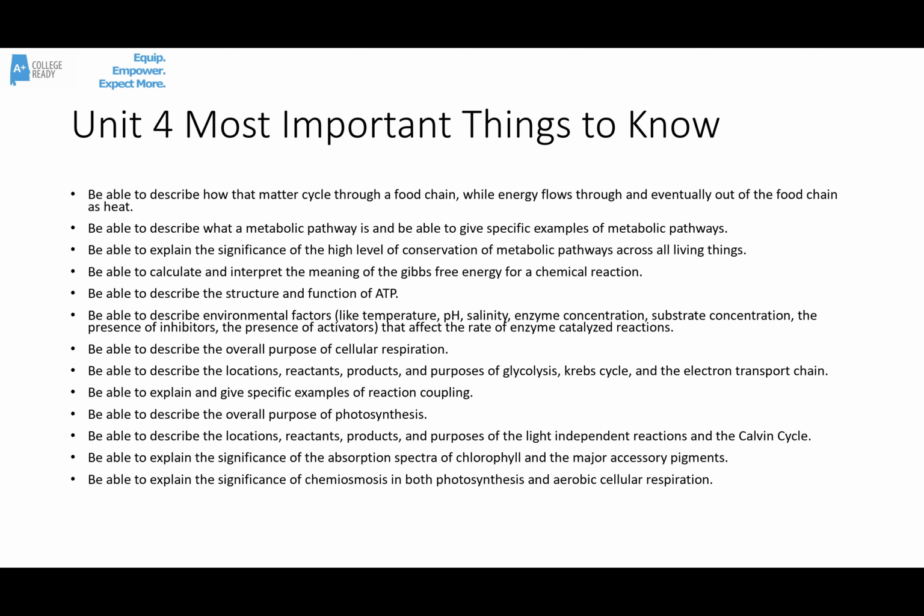So here's the most important things to know from Unit 4. First of all, make sure you can describe how matter cycles through a food chain while energy flows through it and eventually out of the food chain as heat. So the atoms that make up the matter are used over and over again. They're continually recycled. But the energy comes in as sunlight, goes through plants, goes through different levels of consumers, and ultimately leaves the food chain as heat and eventually radiates out into space.